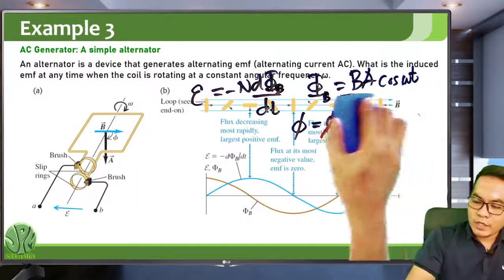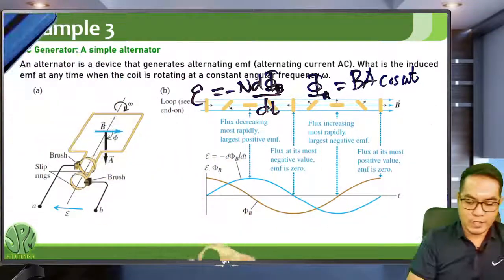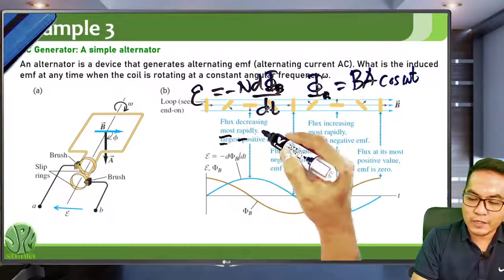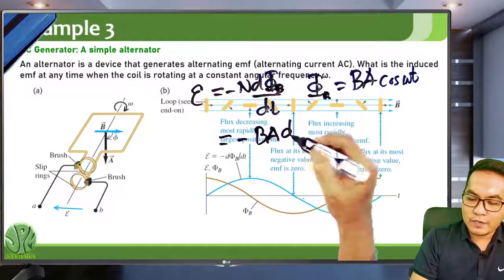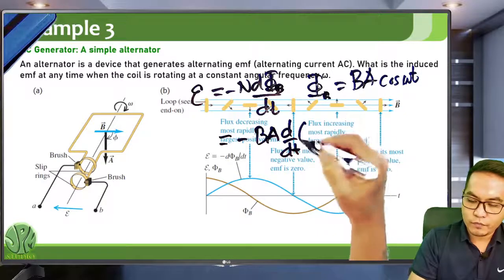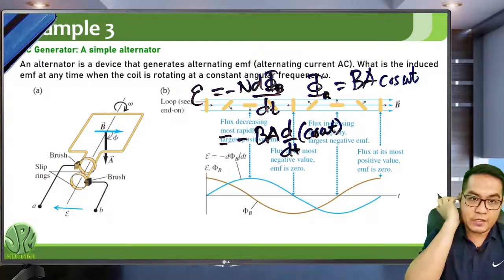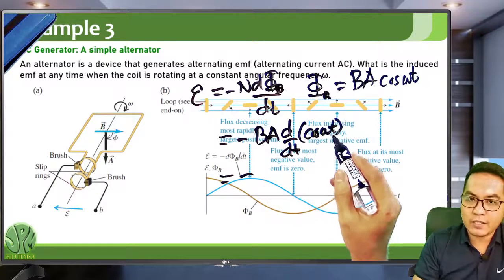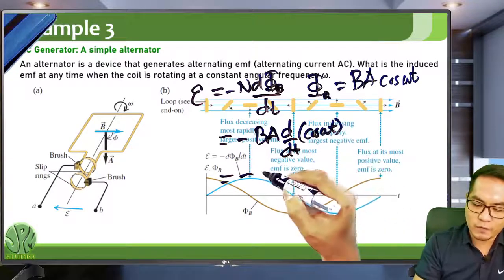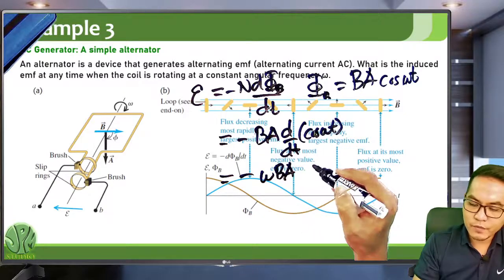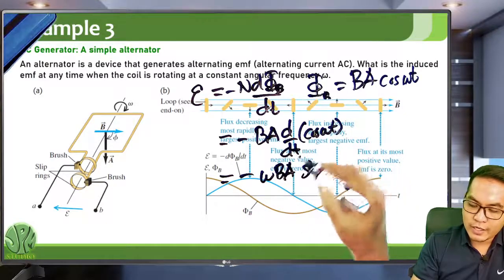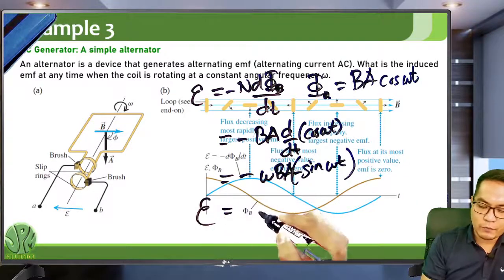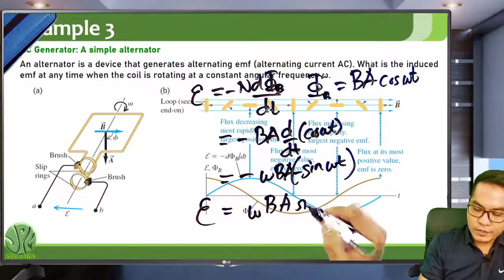Okay. So you take the derivative of this. So basically, you can take out B and A out of the differentiation, and n is just equal to 1. So you have negative BA, then the derivative of cosine omega t with respect to t. The derivative of cosine is, of course, negative sine omega t, times the derivative of omega t with respect to t, so omega. So you have omega BA and then negative sine omega t. There's a negative, so the EMF will be omega BA sine omega t.